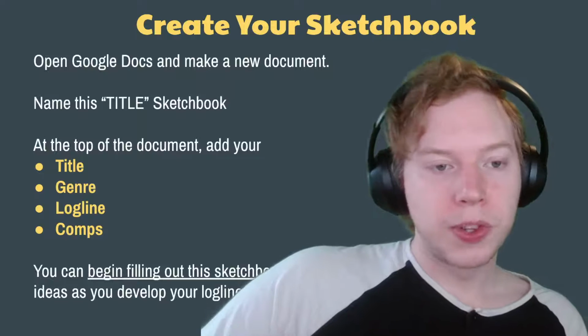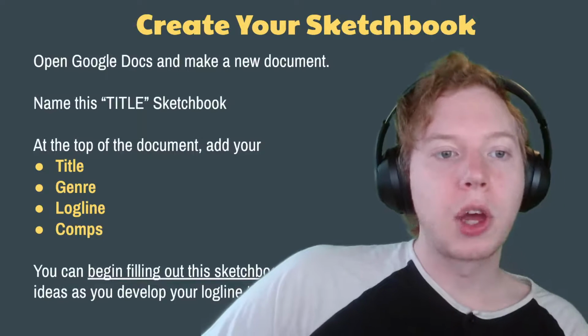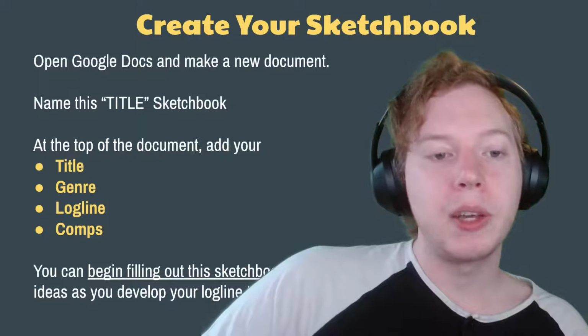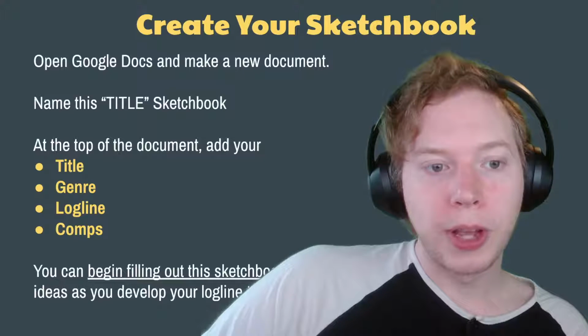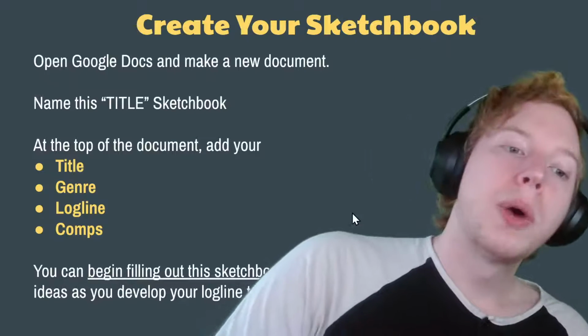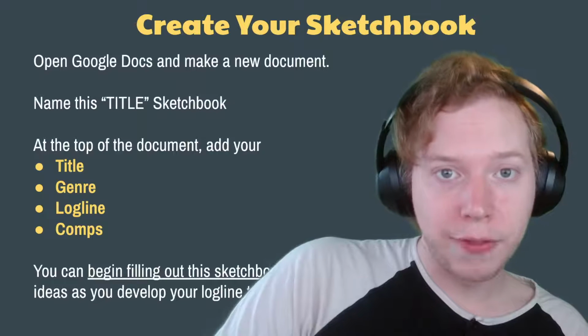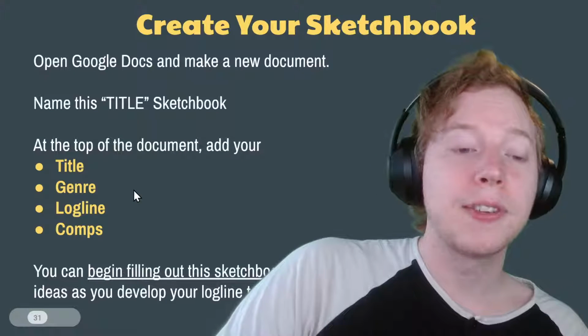Okay, here's my sketchbook slide. If you have not already done this, go to Google Docs and open up a new document, make your sketchbook, call it "title of the movie sketchbook," and at the top you're going to want to write these things down. One is just title, so if you have a title, write that down. If not, say just "title?" I guess.